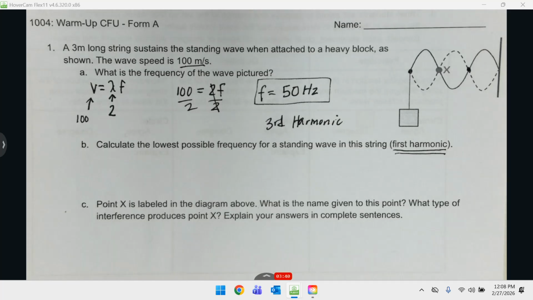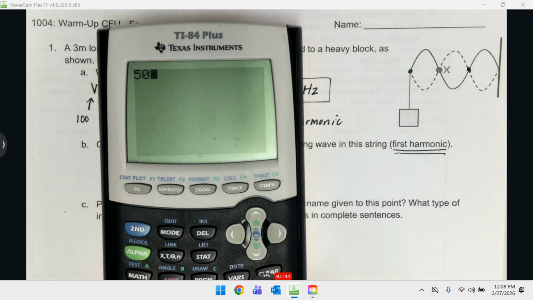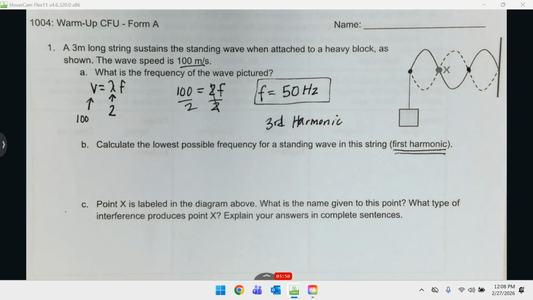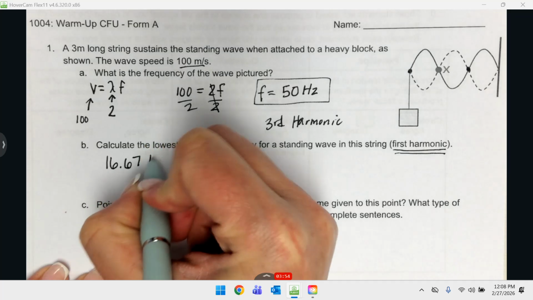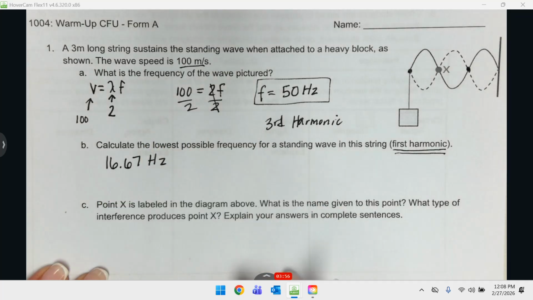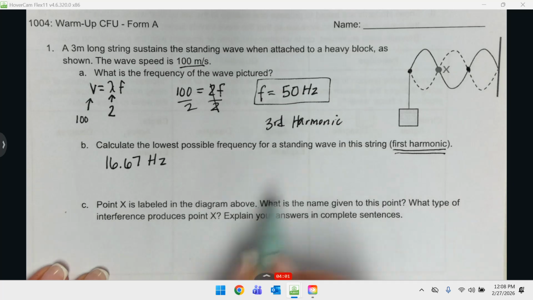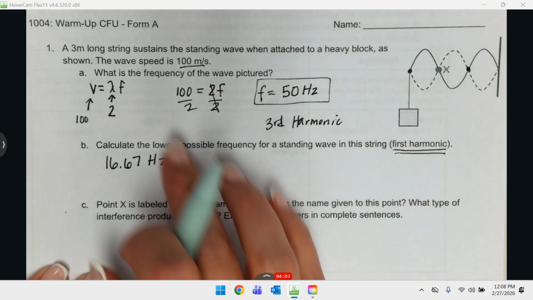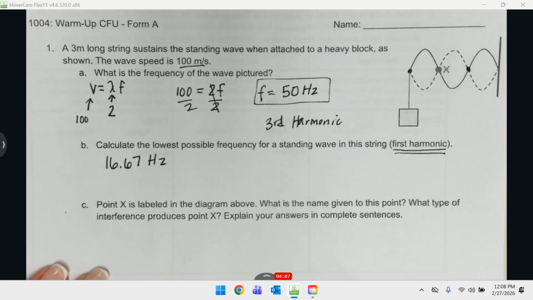You can get a calculator out if you don't want to do this one in your head and do 50 divided by 3. And so your fundamental frequency would be 16.66 repeating, or 16.67 hertz. That means that if this is the fundamental or your first harmonic, the second harmonic would be that times 2, the third harmonic is this times 3, which is this, and so on and so forth. It's the same pattern that we learned about in the notes on Thursday.